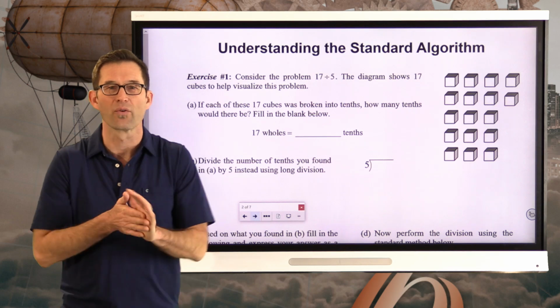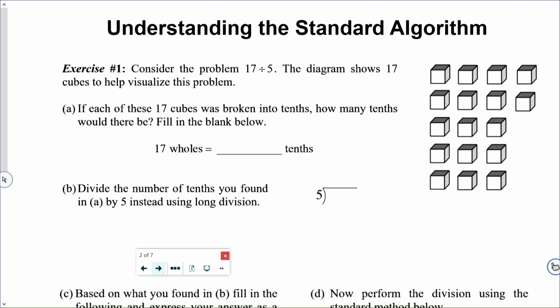Understanding the standard algorithm, exercise number 1. Consider the problem 17 divided by 5. The diagram shows 17 cubes to help visualize this problem. Letter A asks us, if each of these 17 cubes was broken into tenths, how many tenths would there be? Fill in the blank below.